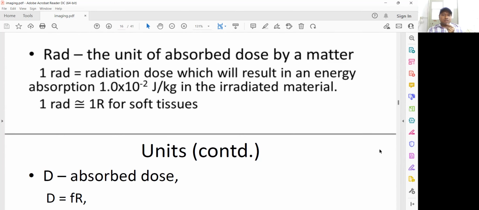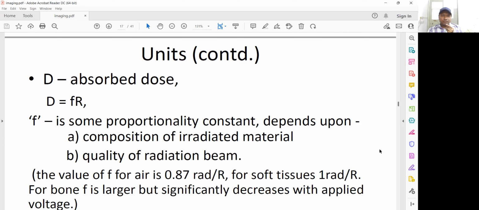Now the third unit for X radiation, X-ray, is D, the absorbed dose. D is defined as F times R, where R is the Roentgen and F is a proportionality constant which depends upon the composition of the irradiated material and the quality of the radiation beam.